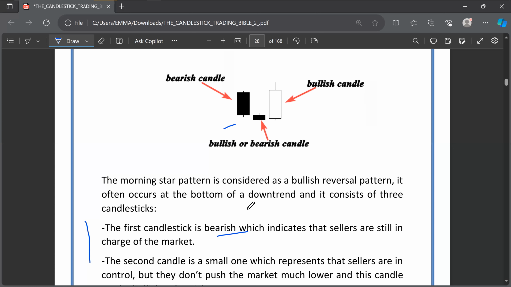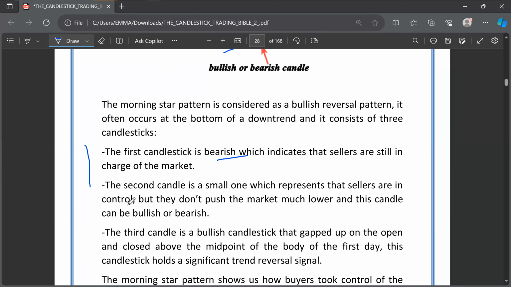It's a small candlestick. It also suggests that they are still somewhat in charge of the market, because the market is still moving down. That is the meaning. But they don't push the market much lower because they are losing their momentum. Even though they are still in charge, the power is not as strong as the previous candlestick, right? So the second one is small, but they don't push the market much lower.